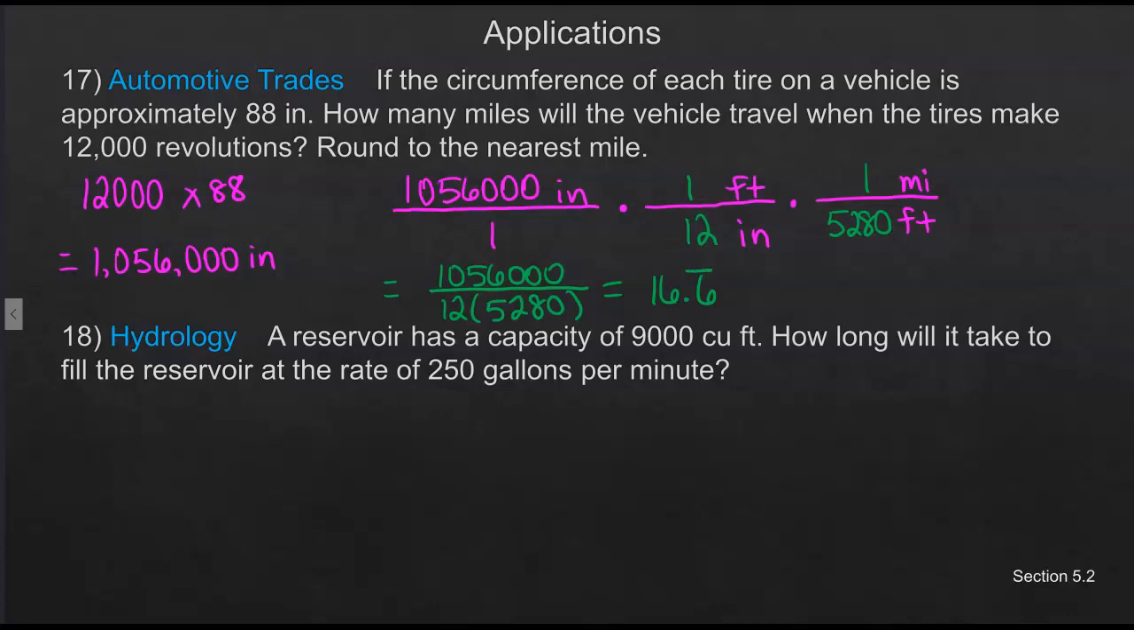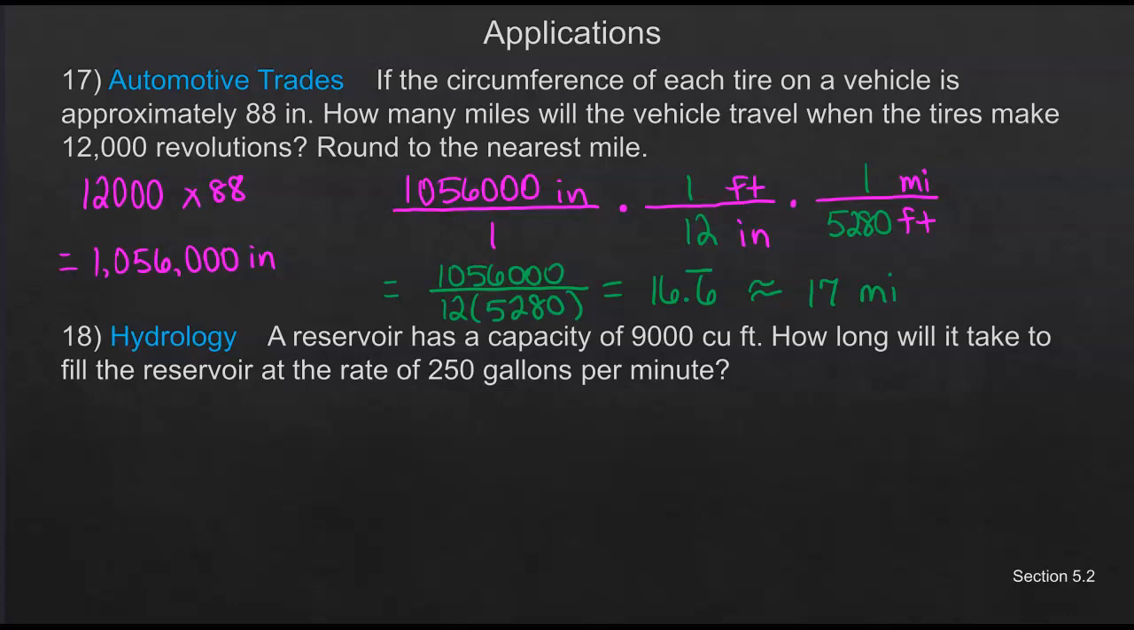16.6, and the 6 is repeating. We are going to round that to 17 miles. All right, we're multiplying and dividing here, so we're going to go with 17 to have it the same number of significant digits in the numbers given in the problem.